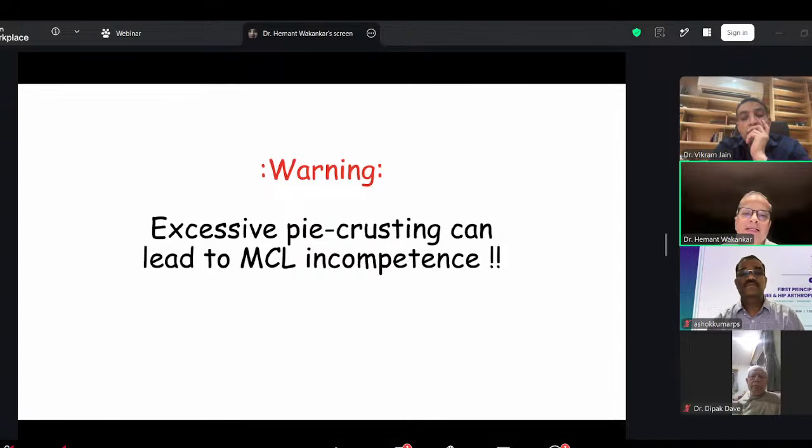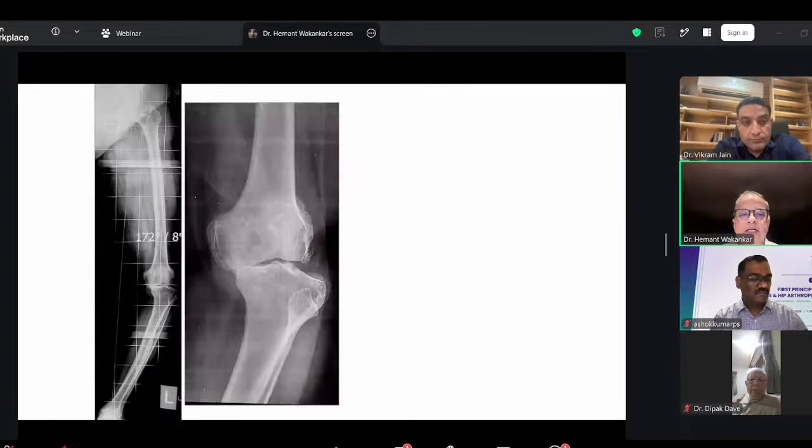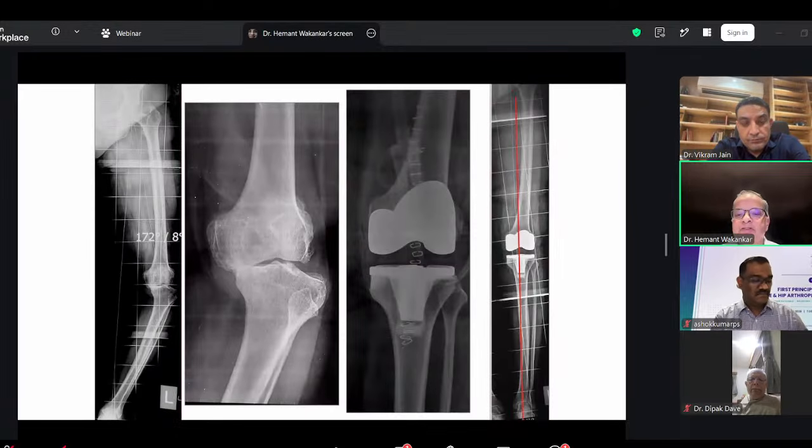So the warning is that excessive pie crusting can certainly lead to MCL incompetence. Just be very careful. Never use an 11 or 15 blade. Always use an 18 gauge needle. So this is the kind of result that you can get. This is the kind of mechanical alignment that I'm aiming for.